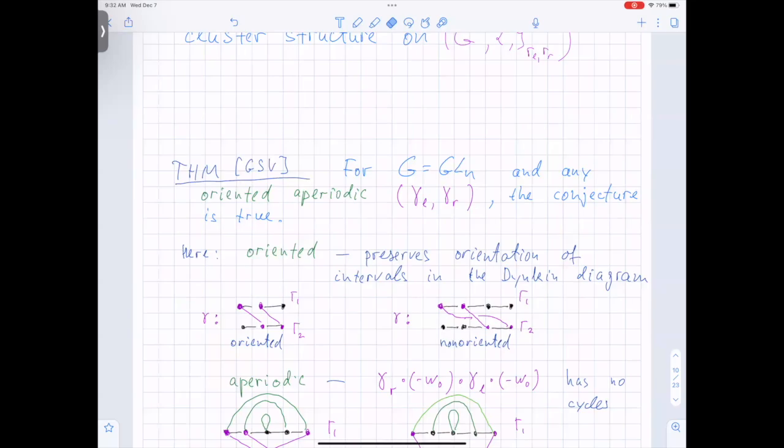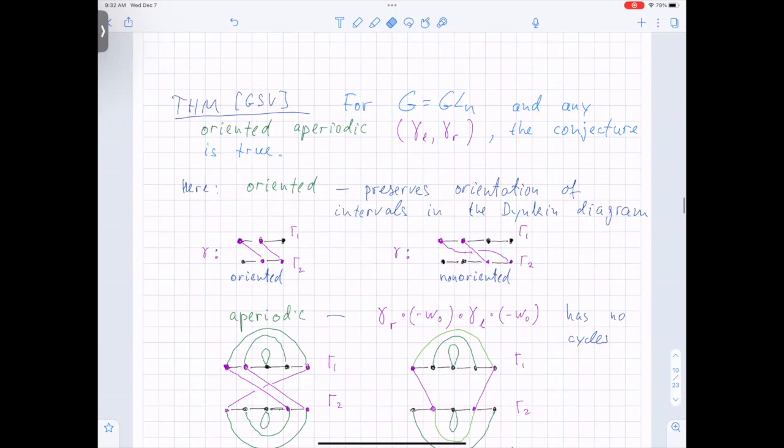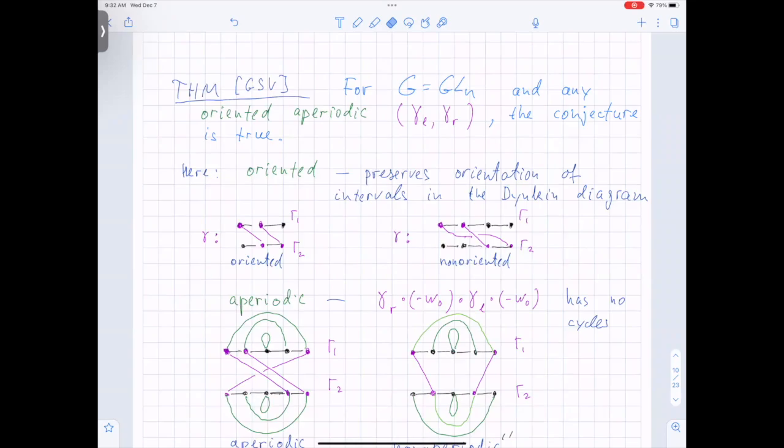So what is this business with oriented aperiodic? Let me give you examples. Here's an example of the Belavin-Drinfeld data. This is A3. This is one subset of roots, another subset of roots, and this is a map gamma. Of course, this will be oriented depending on whether I map first into second, or vice versa. So this is oriented, this is not oriented. And that turned out to be not so important.